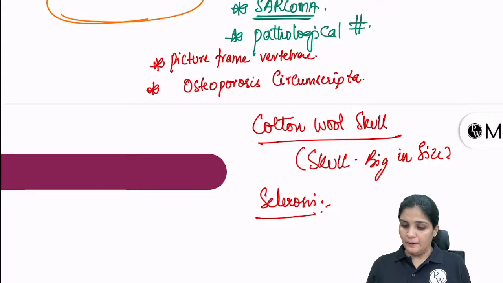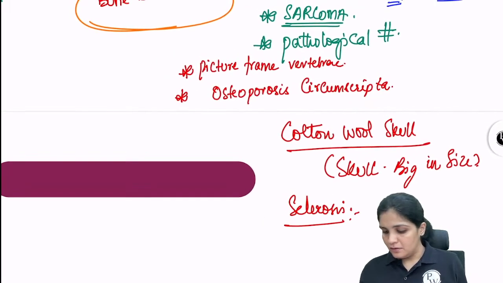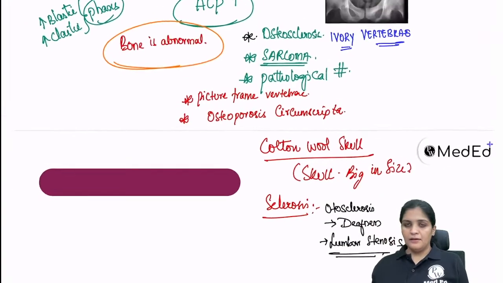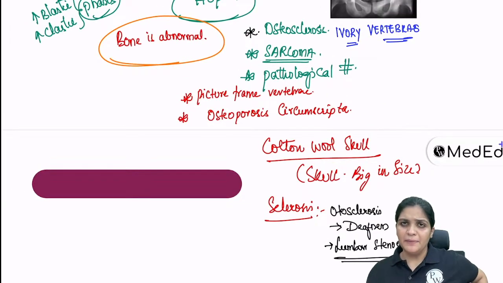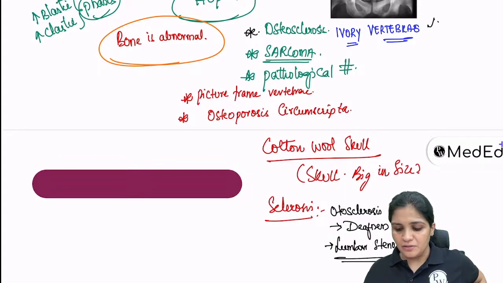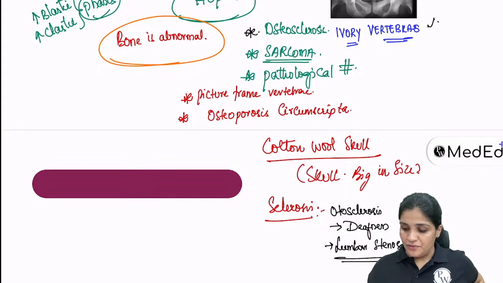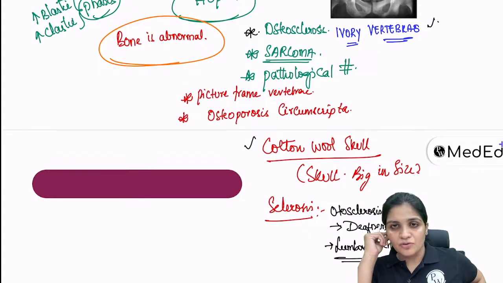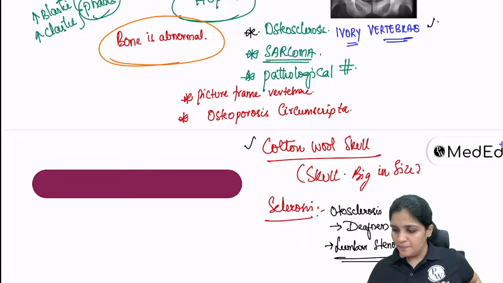And because of the sclerosis, the patient may develop deafness. That is again otosclerosis. And sometimes in the spine, they will develop lumbar stenosis, right? So these are all the things which you can see in Paget's disease. They will have ivory vertebrae, picture frame vertebrae, and cotton wool appearance of the skull, and then they can develop deafness, otosclerosis, lumbar stenosis.